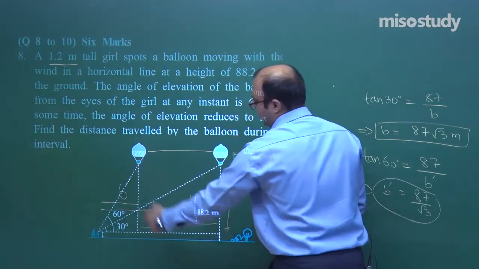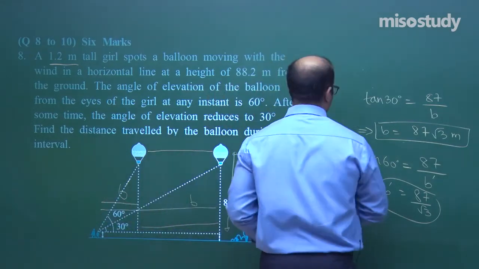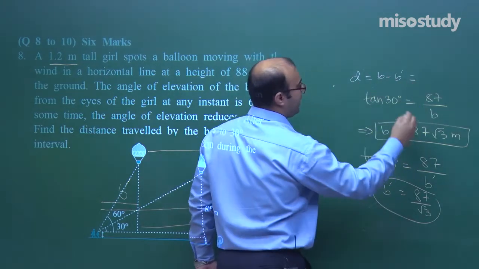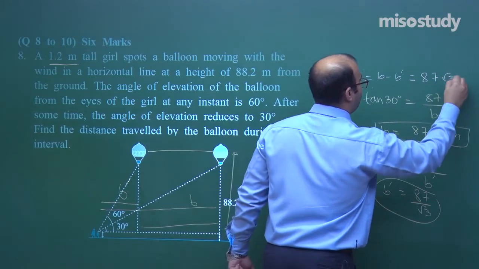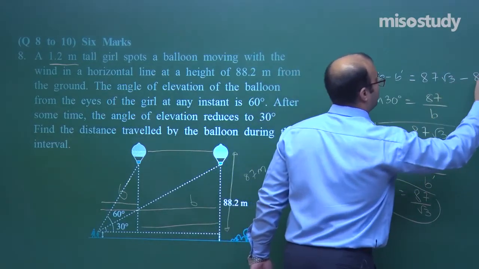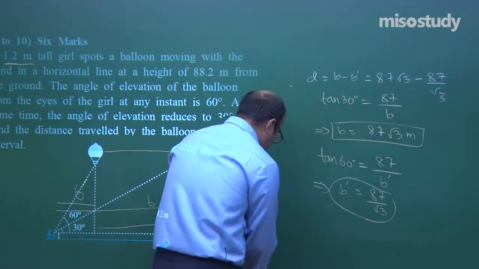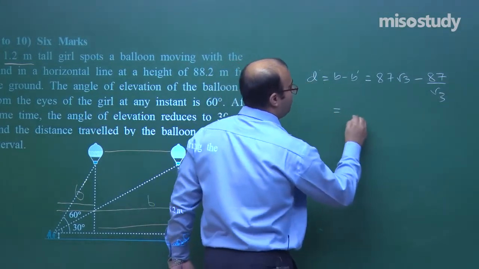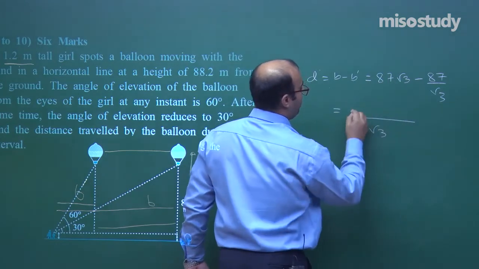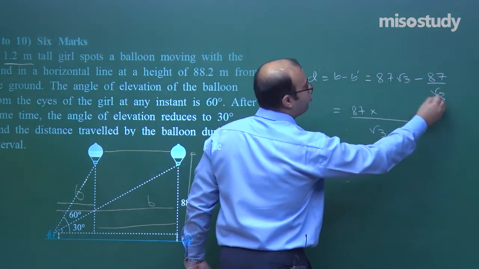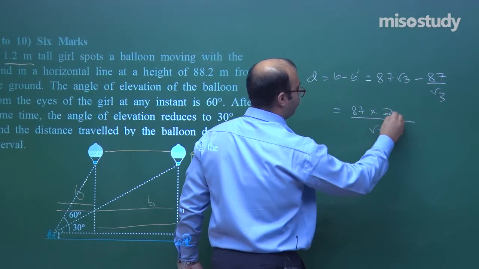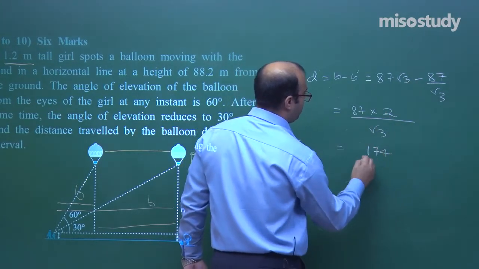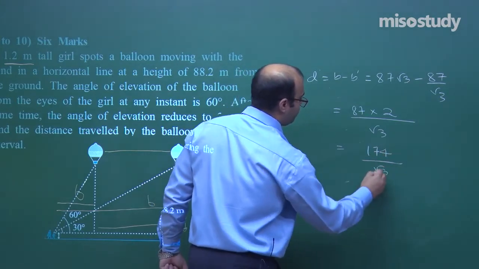What we have to find is actually this distance. The balloon has moved. So this is actually B minus B dash. The distance which we want is B minus B dash, which means B is 87 root 3 and B dash is actually 87 by root 3. So we can do one thing, do the LCM and find the answer. So LCM will be root 3 itself, 87 will be common, this will become root 3 into root 3, 3 minus 1 is 2. So 87 into 2 is 174 upon root 3.